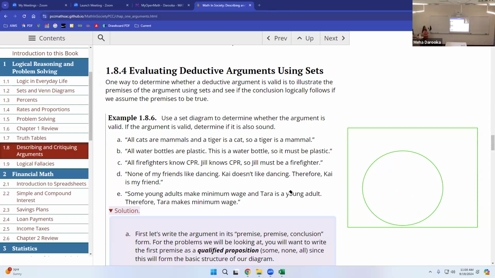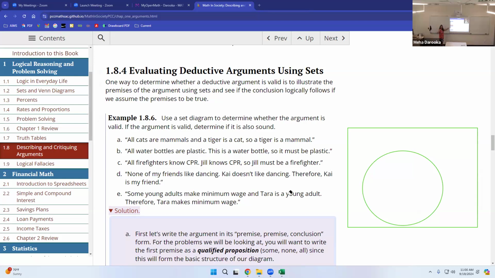So all firefighters know CPR. Jill knows CPR, so Jill must be a firefighter. So what would our two circles be for this example? No, Jill is the dot. Jill is the little person or place or thing that we put inside the circle. So the circle will not be Jill. So it's got to be firefighters, and what's the other one? CPR.